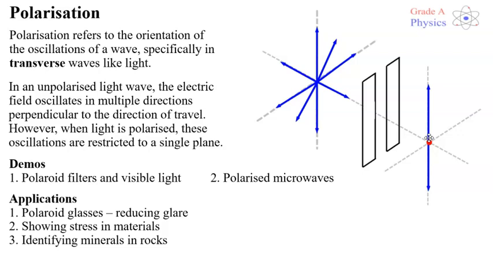Now there are various demonstrations of this, which you might have seen in lessons or on YouTube. Polaroid filters and visible light is a simple one. You can also get microwaves, which are polarized to start with, and then you can rotate a metal grid which can show the direction of polarization. Various applications: Polaroid glasses reduce glare. You can also use Polaroid filters to show stress in materials and identify minerals in rocks.